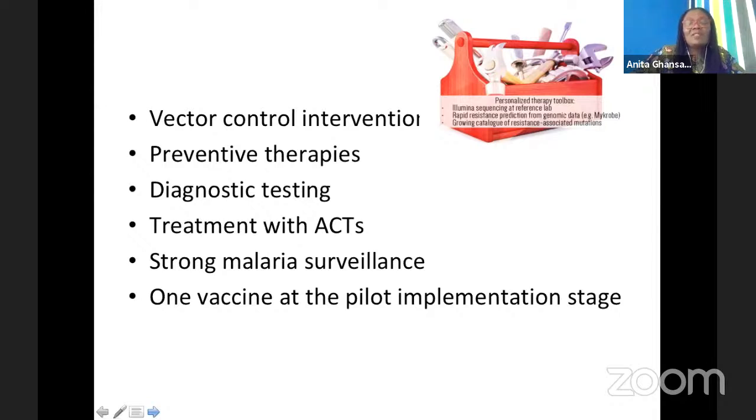And then we have preventive therapies such as SP, sulfadoxine-pyrimethamine, for pregnant women and for children, and intermittent treatment of populations with low transmission. And then we have our diagnostic kits, microscopy, rapid diagnostic testing, and we have our current artemisinin-based combination therapy for treatment. And we've established quite a strong malaria surveillance system. And we have one vaccine that is at the pilot implementation stage.